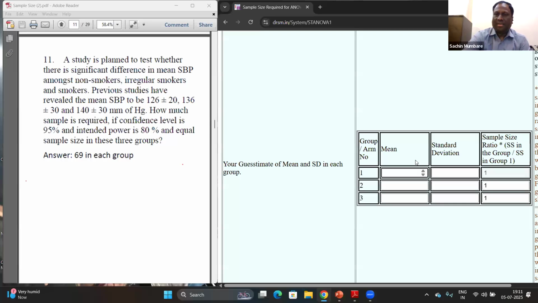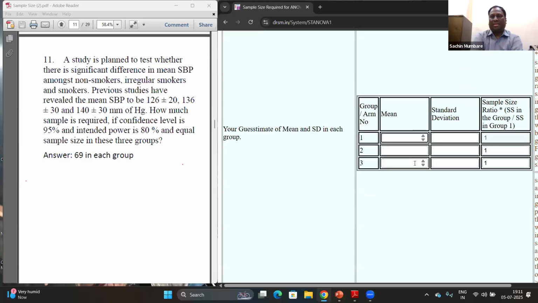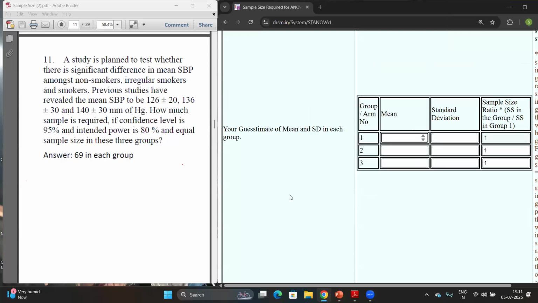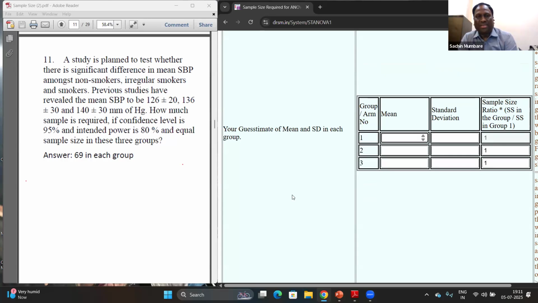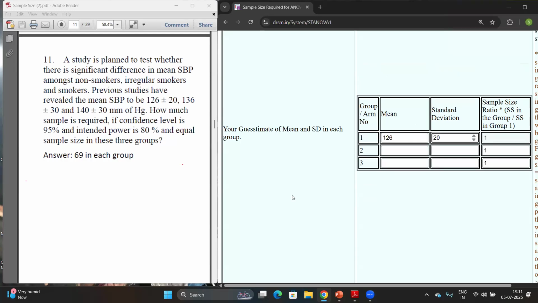Automatically, 3 rows are seen, and each row corresponds to the guesstimate of mean and SD in each group. So, how much is the guess of mean in first group? It is given 126. Standard deviation is how much? 20. And sample size ratio.